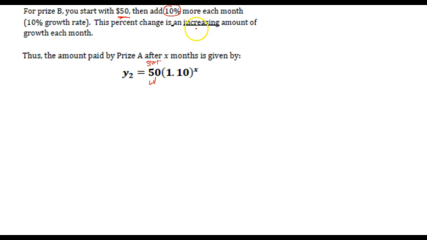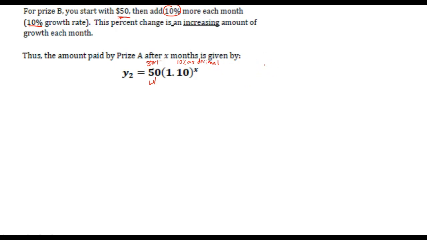Some months I might get $5. Some months it might go up higher than $5. It might go up by 10, 15, 20, 30. So it's an increasing amount, which means more money, which is pretty awesome. So you'll probably notice, why did they get 1.10? So that 1 denotes the $50 that you start with, whereas the 0.10 is that 10% as a decimal.